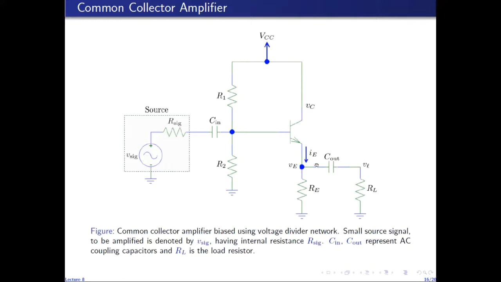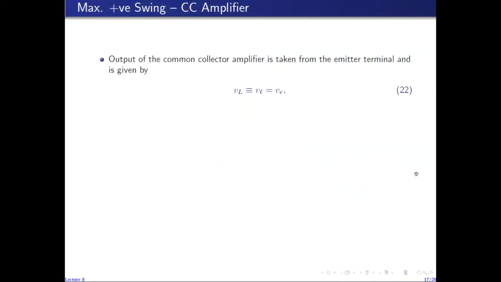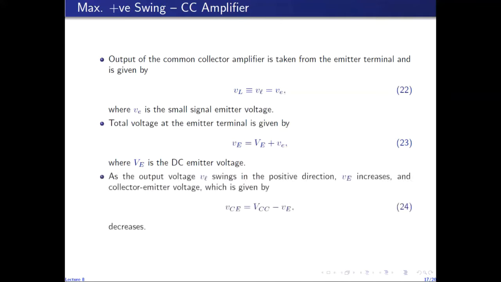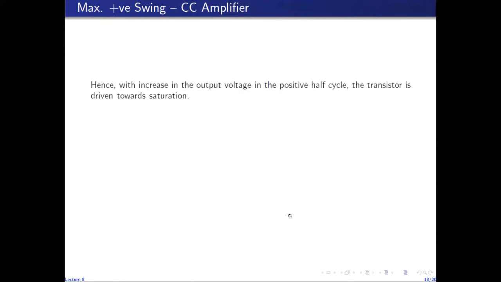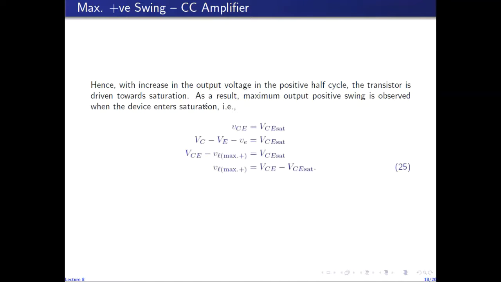So VE increases, VC is fixed, equal to VCC. So as VE increases and VC is fixed, VCE will decrease. Hence, as the output voltage swings in the positive direction, the transistor is driven towards saturation, because this is the expression for VCE. So VC is fixed and VE is increasing. So during the positive half cycle, the transistor is driven towards saturation, and therefore we observe the maximum positive swing of the output voltage when the device enters saturation. That is under this condition.